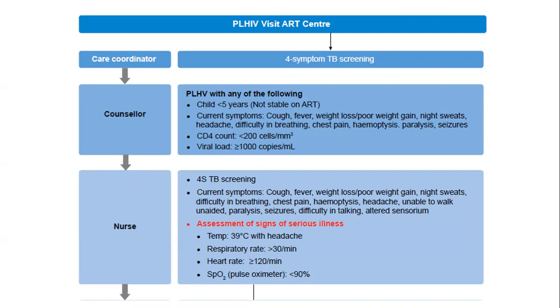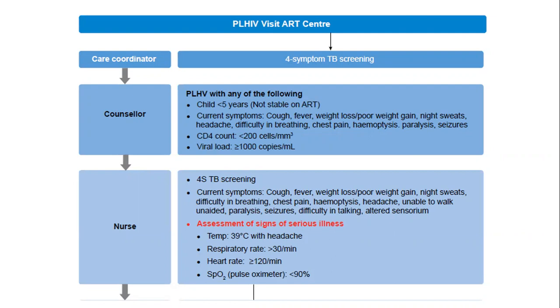In addition to four-symptom screening, she will ask about other signs and symptoms of severe illness like headache, difficulty in breathing, chest pain, hemoptysis, paralysis, seizure. Headache is for those neuro OIs, and difficulty in breathing, as you know, is found in PCP. Chest pain and hemoptysis are found in tuberculosis. Paralysis, seizure, etc. are found in CNS OI. And whether the patient has a CD4 count of less than 200, that is advanced HIV disease, or a viral load of more than 1,000 copies per ml. At baseline, we are not measuring any viral load in India as per the national guideline. This viral load is for those PLHIV who became LFU and entered again into treatment.